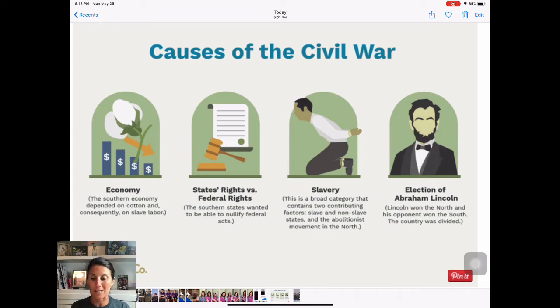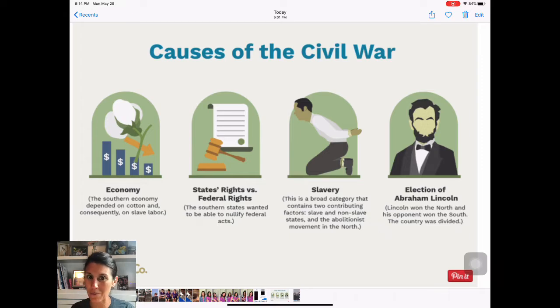As the image says, it is a broad category that has two contributing factors: slave and non-slave states, and the abolitionist movement in the North. All of these things came together, with Harriet Beecher Stowe bringing the slavery issue to the forefront and exposing the horrific conditions, which really helped catapult the abolitionist effort. These first three causes were building up since the early 1800s. We could even go back into the 1700s and attribute a lot of these causes to the Civil War.